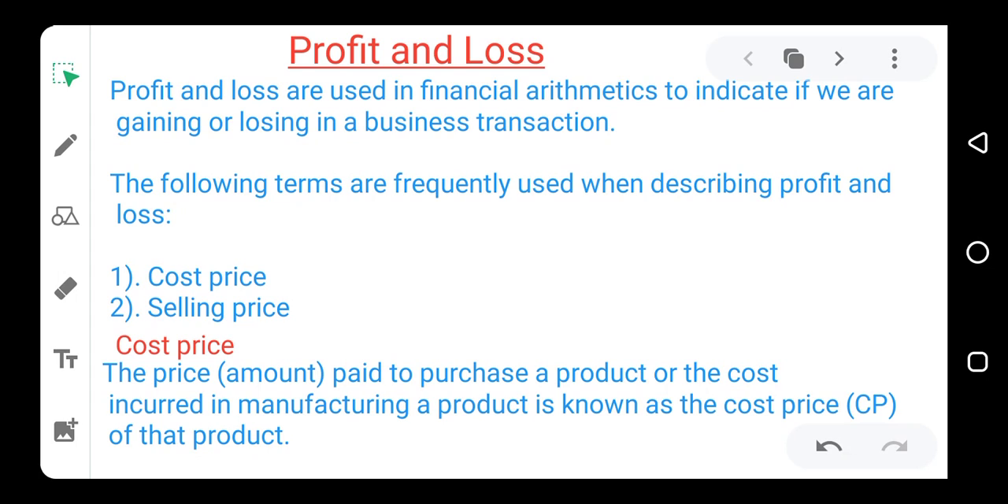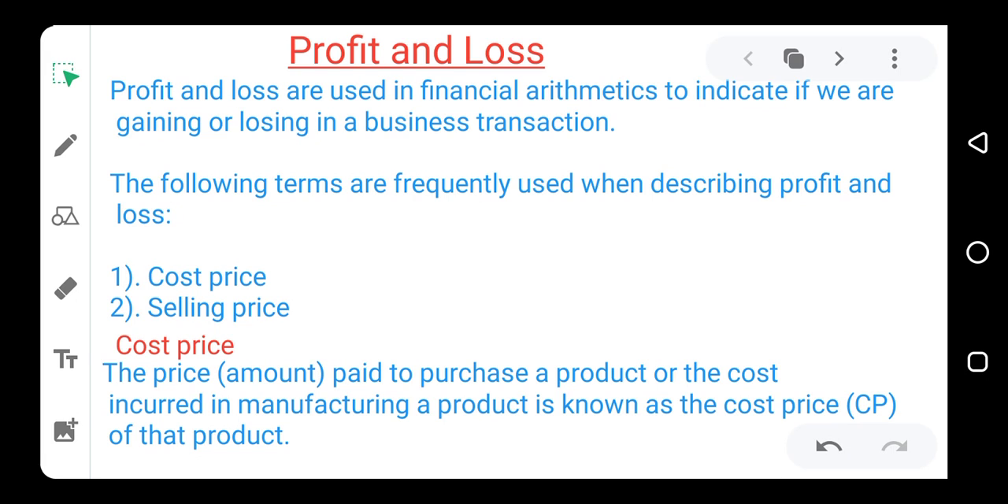In today's lesson, we want to talk about profit and loss. Profit and loss are used when we are talking about our gain and our loss in business transactions. When you sell something, you calculate your profit or your loss. When you manufacture something, you take into consideration the cost of producing your product so that you'll be able to determine the right price at which you are going to sell your products.